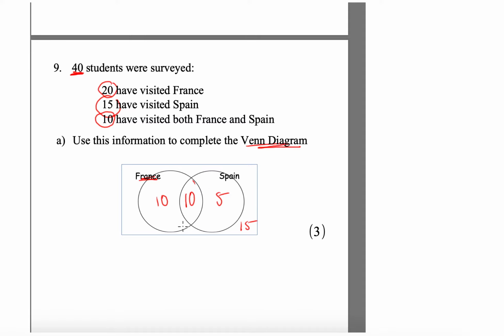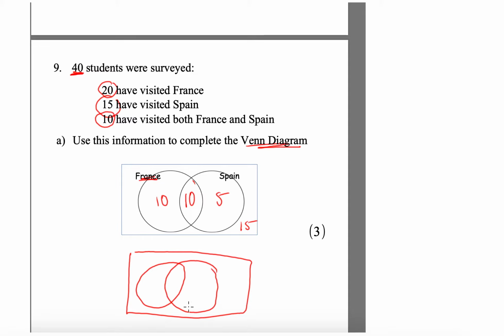And I'd always recommend to start from the middle, because if we didn't, which is a common mistake, so if we started off here, 20 have visited France, so if we say this is France and Spain, if we put 20 here, and 15 visited Spain, if we did 15 here, and say 10 have visited France and Spain, 10 here, and then straight away 20 plus 10 is 30 plus 15 is 45. So it can't be 45 because only 40 students were surveyed. So that's why we start from the middle and we work our way outwards.